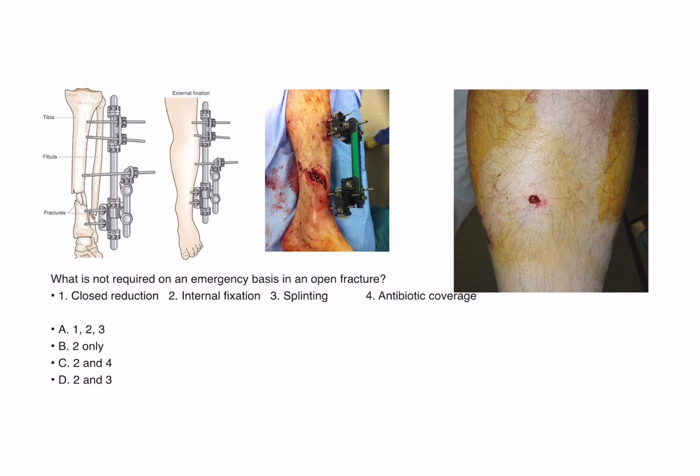Coming on to what is not required on an emergency basis in an open fracture: closed reduction, internal fixation, splinting, antibiotic coverage. Come on guys, open fracture, do I need antibiotic coverage? 100%, because it's infectious. A lot of infection from the site would have entered into the circulation and the fracture site, so it's better you give antibiotic coverage.